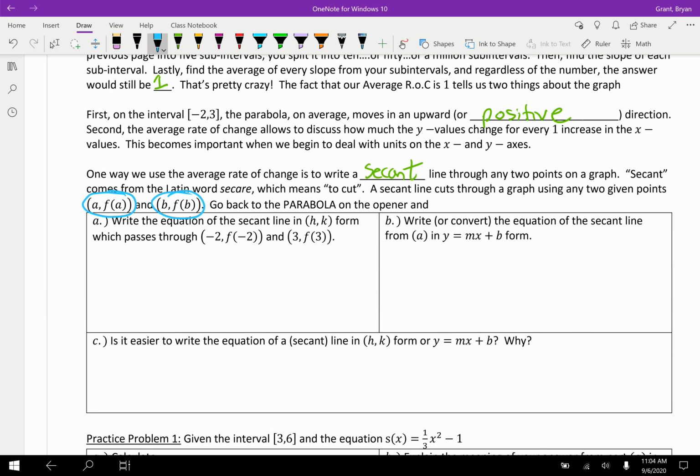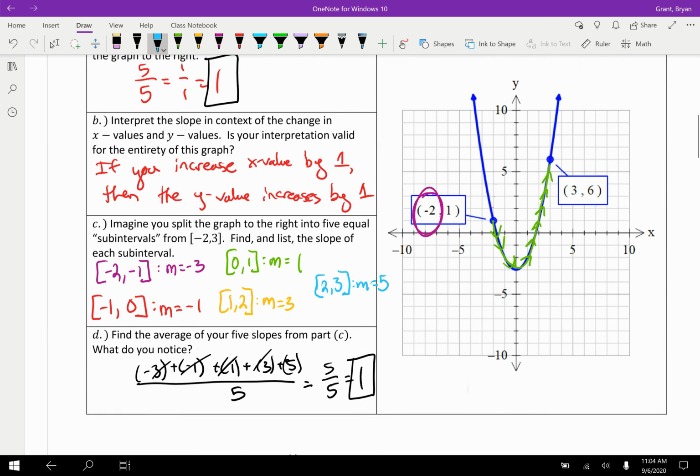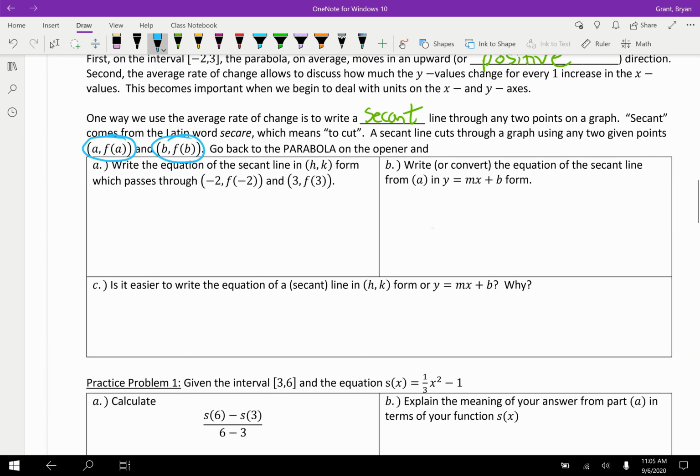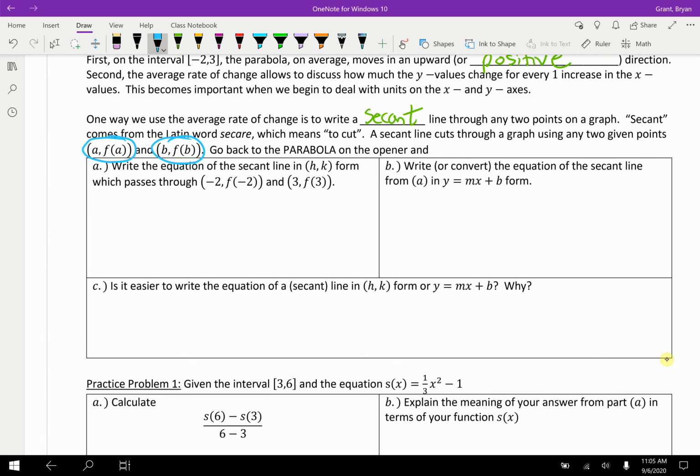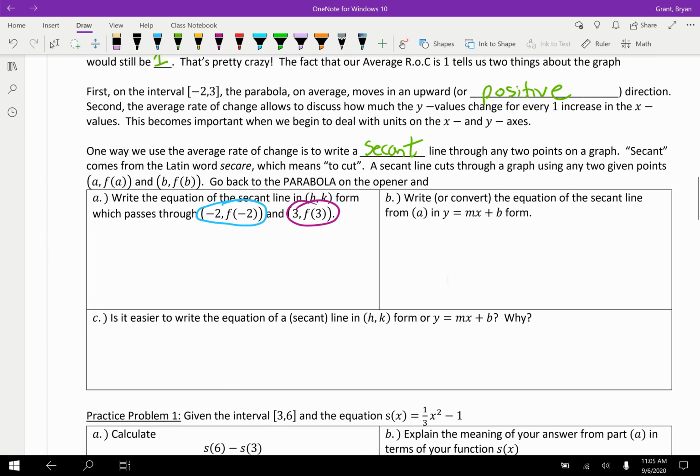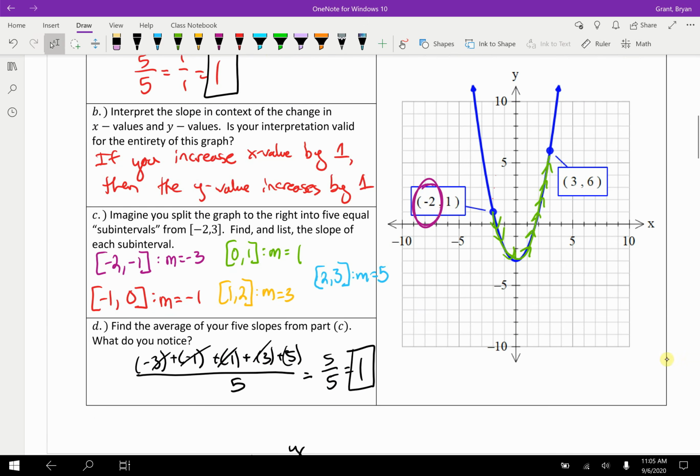So we're going to go back to the parabola on the opener, which is again up here, right? And we're going to write the secant line that cuts through these 2 points. And we should probably be comfortable with what those 2 points are. Well, -2 comma f of -2 is going to be this point right here. Yep. And then our other point is 3 comma f of 3. And see how it's really actually convenient. I didn't even have to know the y value here. We just knew it was f of 3. In this case, f of 3, the output when we input 3, is 6.